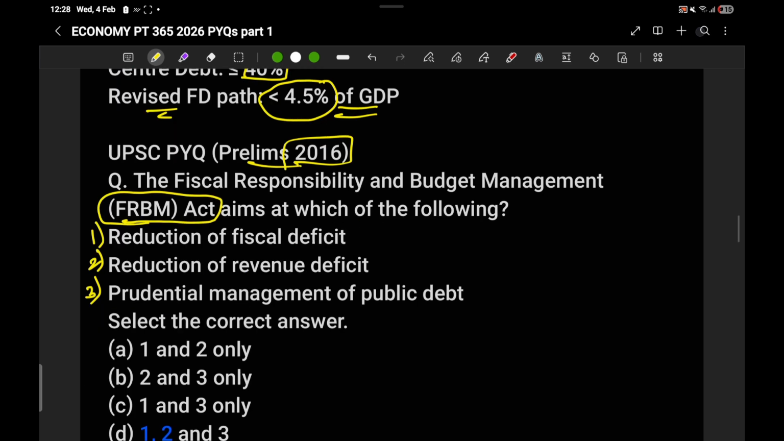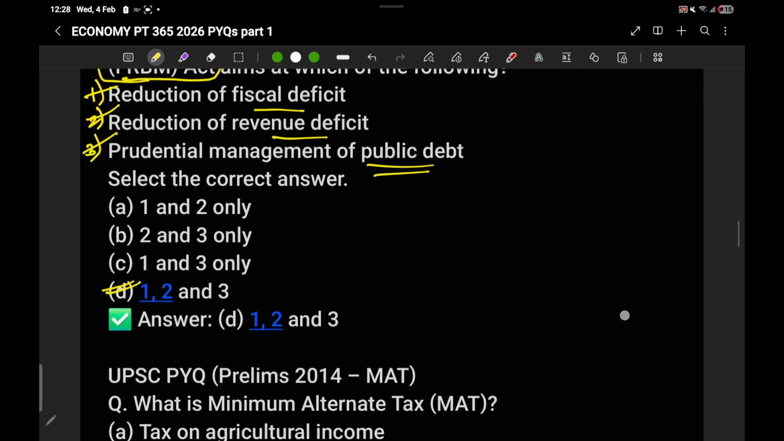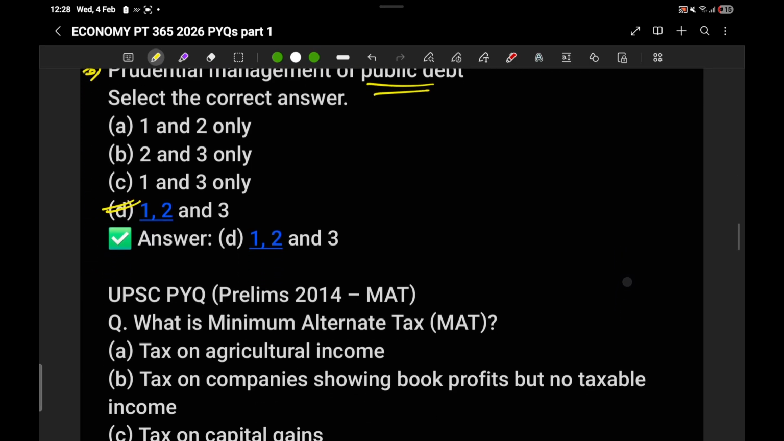Let's pause. In the previous question itself we have studied that fiscal deficit must be less than or equal to 4.5%. First statement is correct. Revenue deficit has to be reduced. Yes. Prudential management of public debt is also a key target of the FRBM Act. So all the statements are correct. Let's go to the next question.